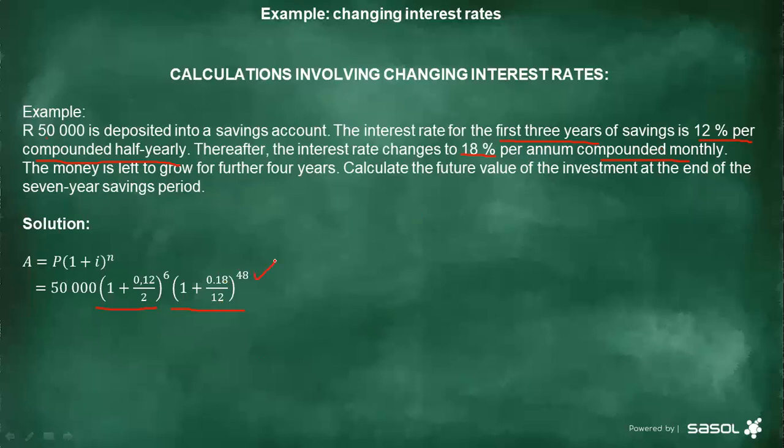Then you just press everything on your calculator. Then you're going to get this amount. Let me just remove this. And then you're going to be getting 144,935 rand 35 cents. So that is the amount of money that you'll be getting after 7 years on those two different types of interest rate.